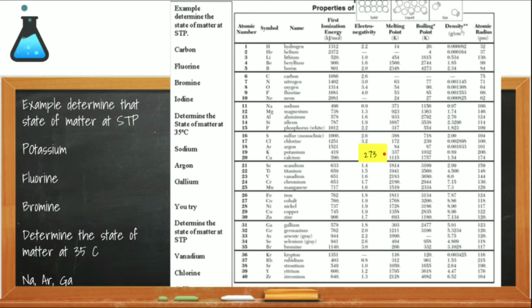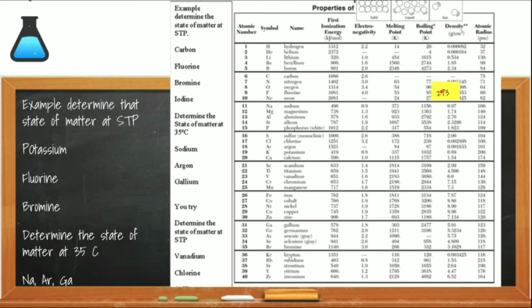Now let's try fluorine, element number 9. So when we look at fluorine, which is element number 9, it has a very low melting point of 53 and a very low boiling point of 83. So the number 273 falls after these numbers. Again, we're making a number line. So 53, 83, 273. Since it comes after, fluorine is a gas at STP.